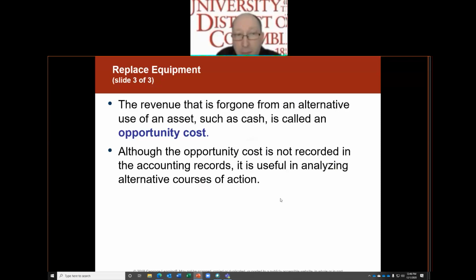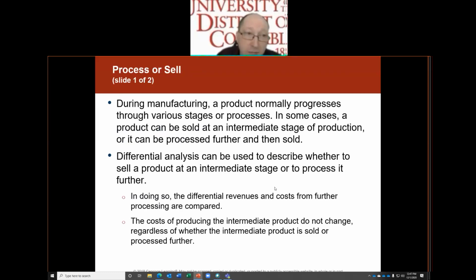We call these opportunity costs. Revenue that is foregone from an alternative asset is called an opportunity cost. Although opportunity costs are not recorded in accounting, it's useful to understand the alternative courses of action.